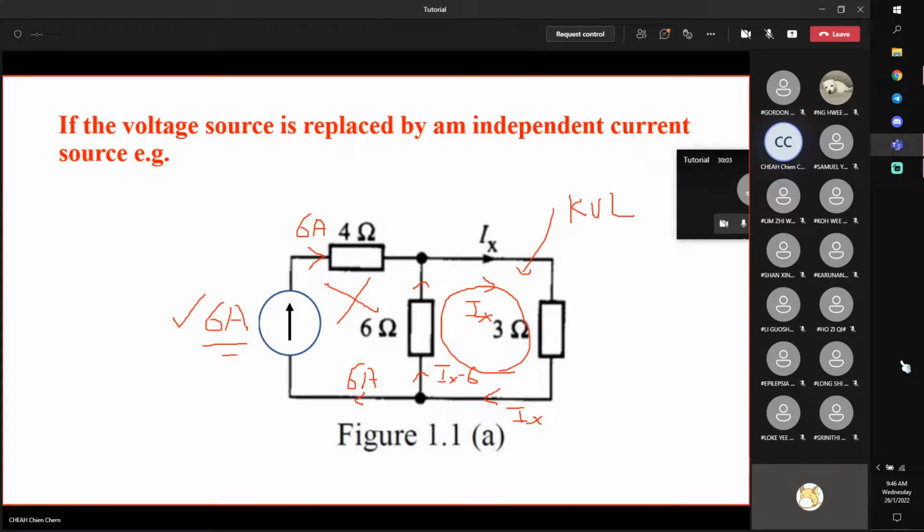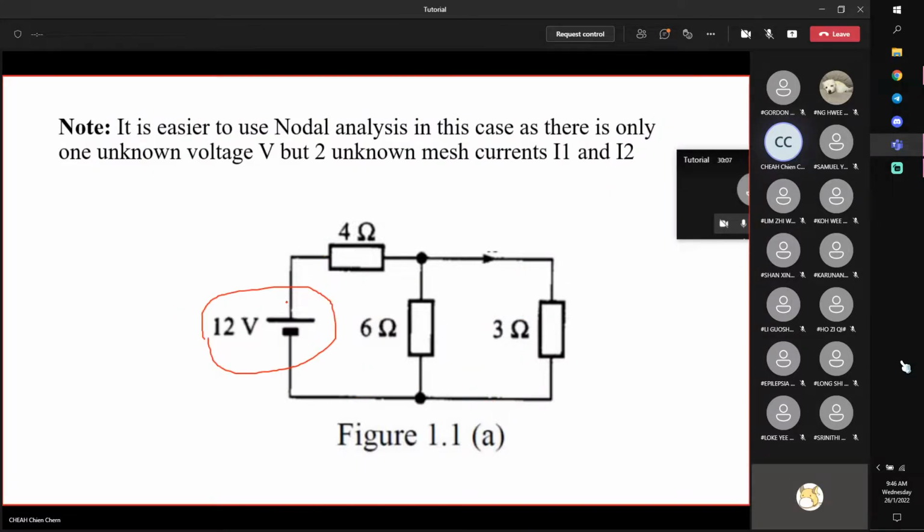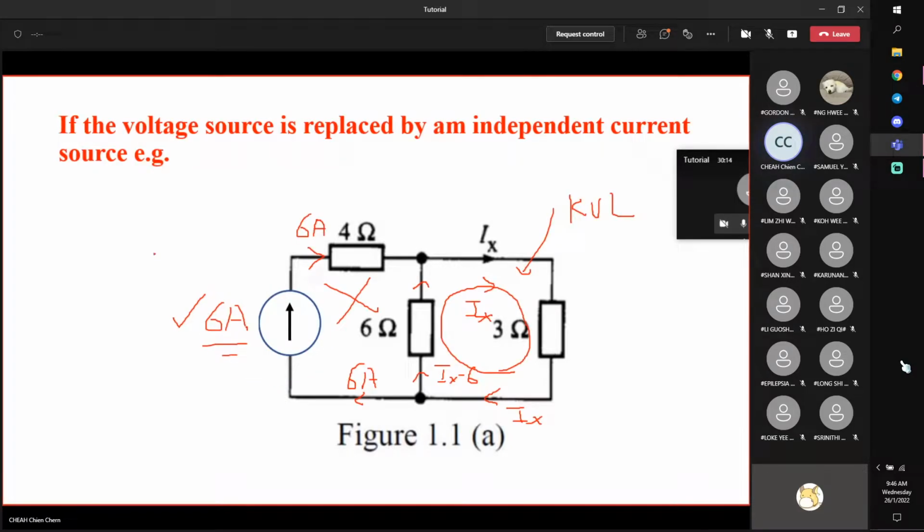So for this circuit, it's better to use mesh analysis. For this circuit, it's better to use nodal analysis. I'll suggest that you take a look at what method to use before you start solving it. Some of you are told to just use mesh analysis, but that's not good in the sense that even though you can solve it, it could be more complicated sometimes. So it depends on the problem.